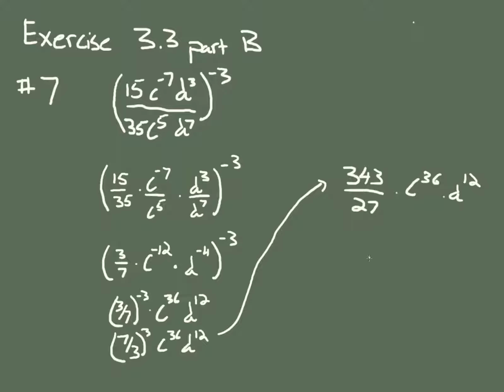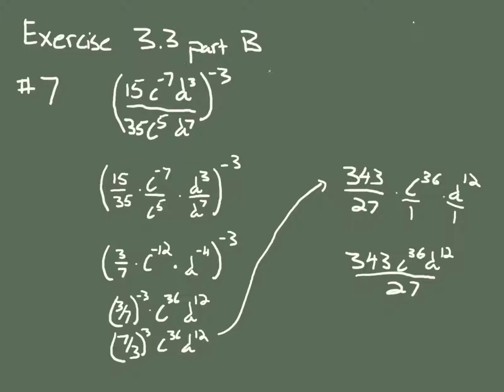You'll see in the answer key they write it as 343 c to the 36 d to the 12 all over 27, and that's the same thing, because really you could say these are all over 1, so it'd be like 27 times 1 times 1, which is just 27. So this is what it's going to look like in the answer key. I simply break it apart like that just for visual purposes, to be able to distinguish. Sometimes when you see lots of different variables, it gets really confusing. So that's just a little tip that I have for you there.